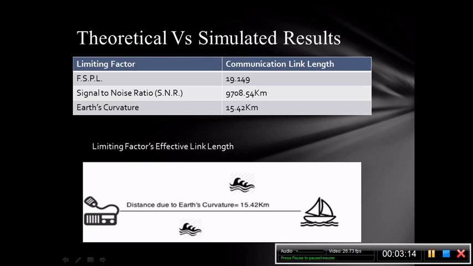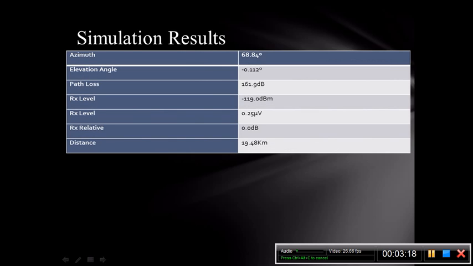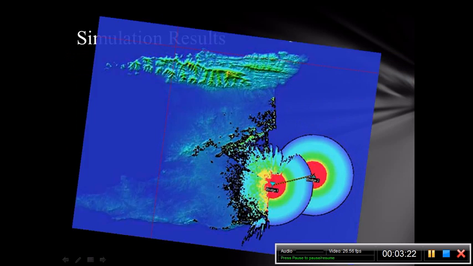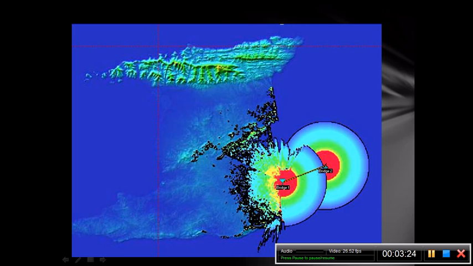These are the results from the theoretical analysis. This is the result from the simulation conducted, as well as the figure produced from the simulation. It can be seen here that there are small discrepancies in calculated values between the two.